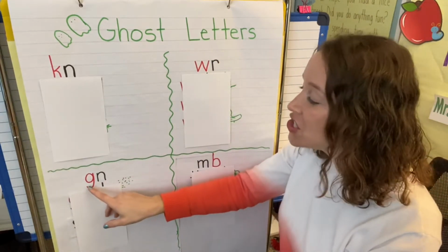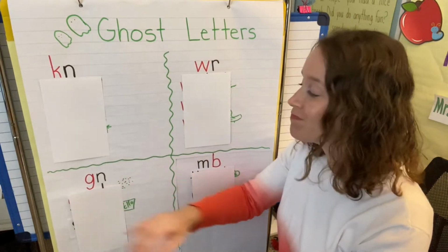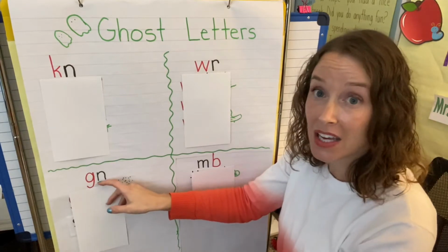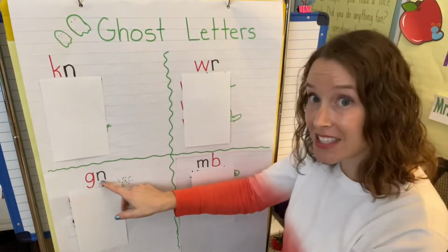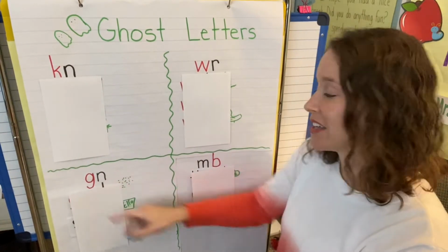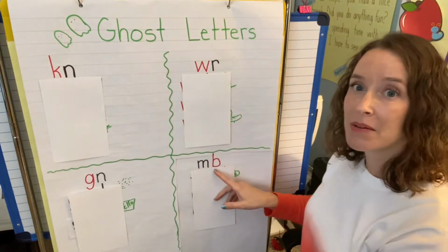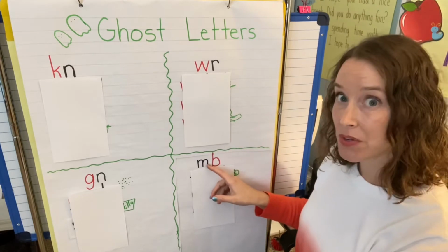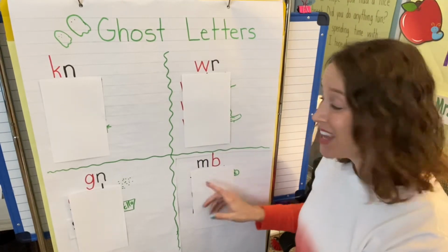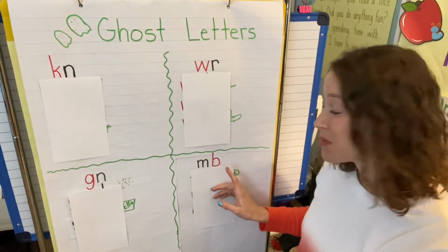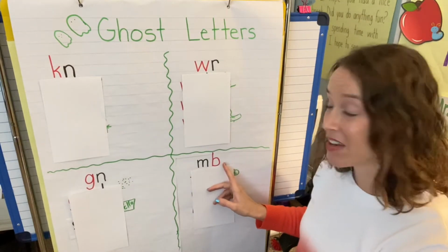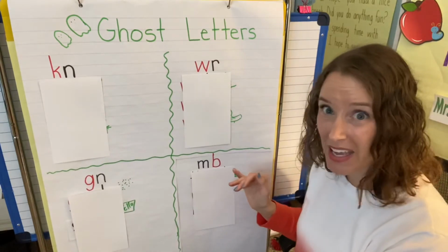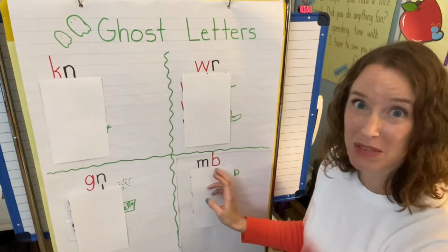GN. The G is silent. Doesn't say anything. The N goes along saying its sound. So if you see GN together, know that the G is silent. Then we have MB. When you see MB together, the M says its sound, but the B is quiet. This usually shows up at the end of words, and there's actually quite a few that have MB at the end. Okay, and when you see that B at the end, it's quiet. Okay, MB, the B is quiet.